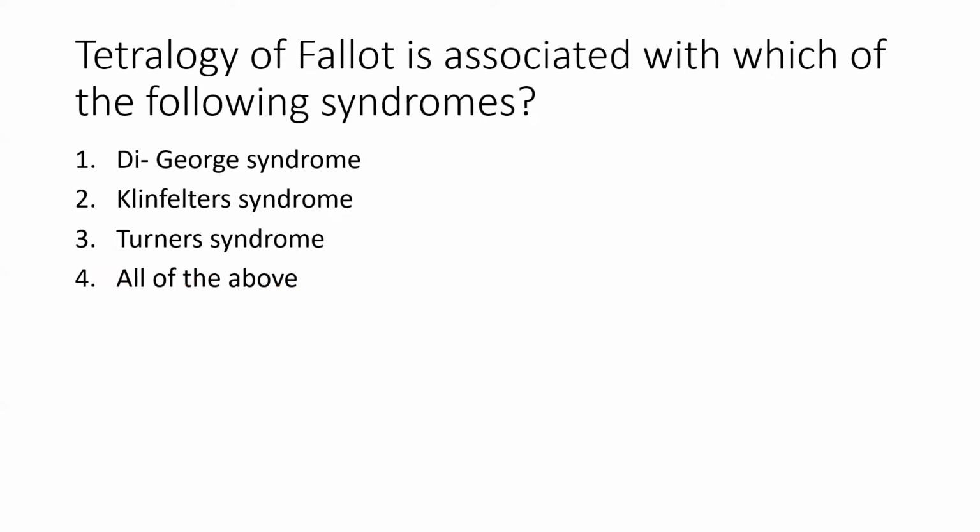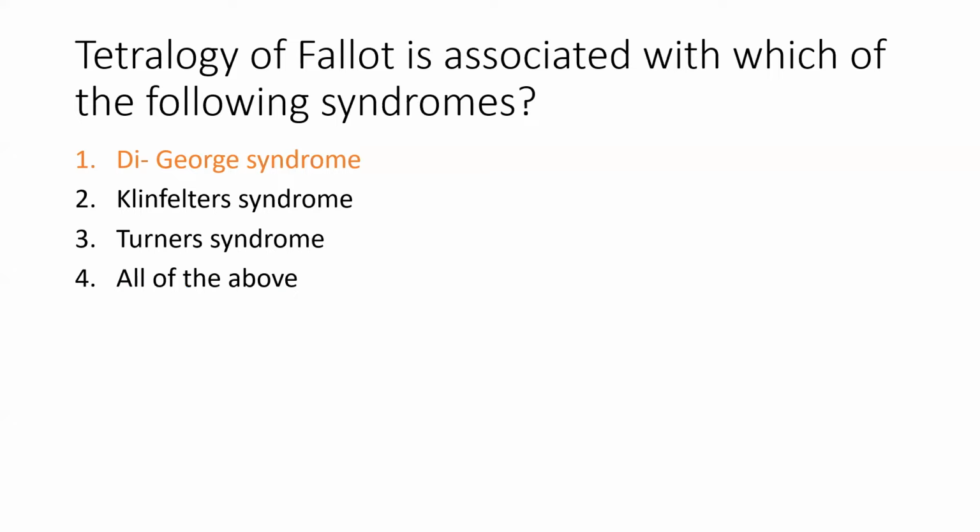Next question. Tetralogy of Fallot is associated with which of the following syndromes? DiGeorge syndrome, Klinefelter's syndrome, Turner's syndrome, all of the above. So the answer is DiGeorge syndrome. DiGeorge syndrome is really low yield for the core exam, as high yield as it was for your step 1 exams. However, Tetralogy of Fallot is high yield, and it's important to know that it is associated with DiGeorge syndrome.